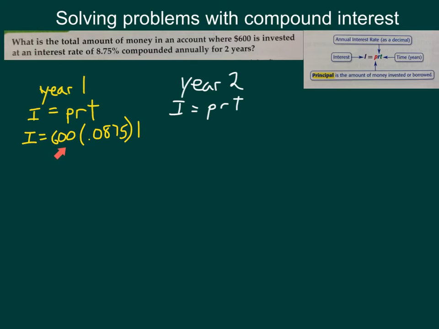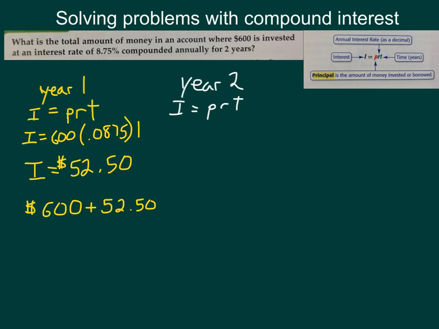So now I plug the numbers in for my formula here. The principal was $600. I know that 8.75% as a decimal would be 0.0875. I have to divide by 100, move the decimal 2 places to the left. And it's for 1 year because I'm just finding the interest for this first year. And when I solve this on a calculator, I get $52.50.